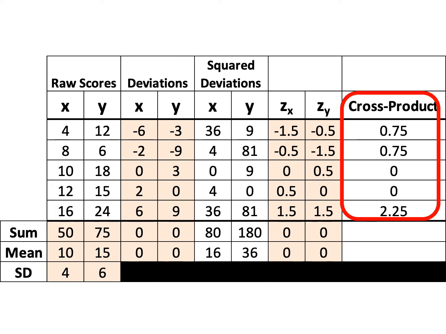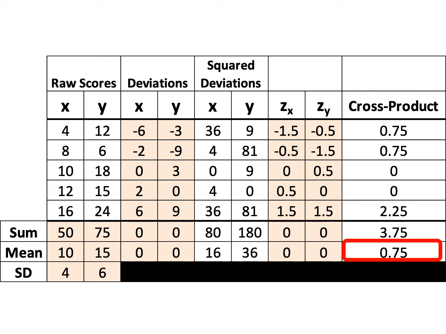Second, we calculate the cross products of the z-scores. That is, for each person, we multiply together the z of x times the z of y. Third and finally, we calculate the mean of these cross products. This mean is R. That is, R is the mean cross product of the z-scores.